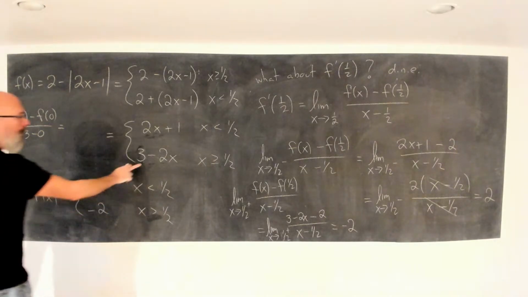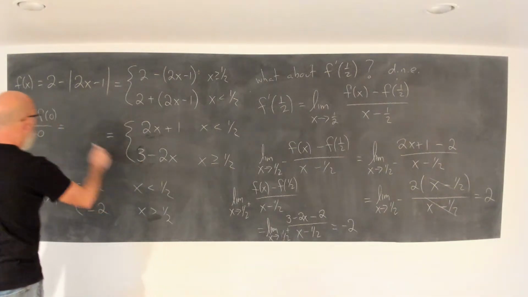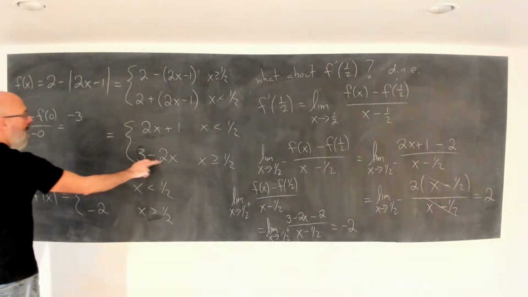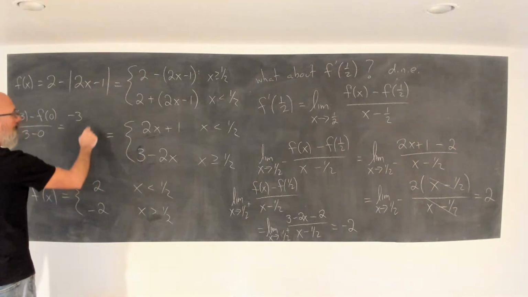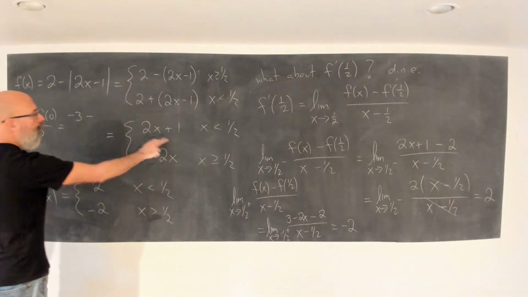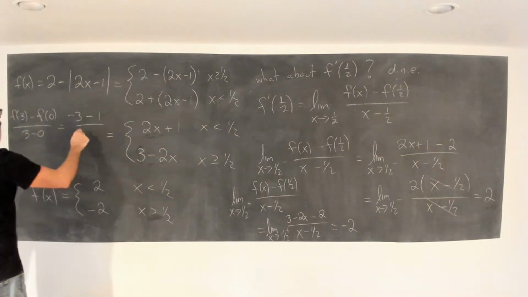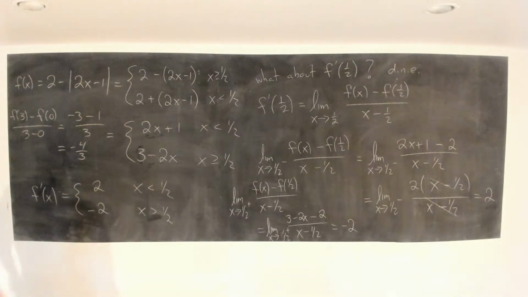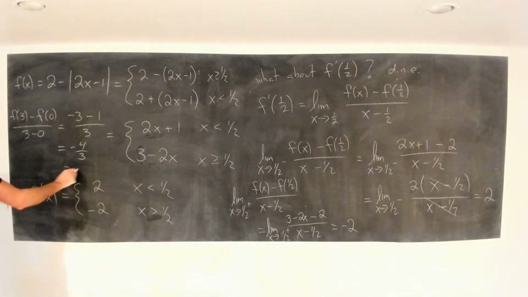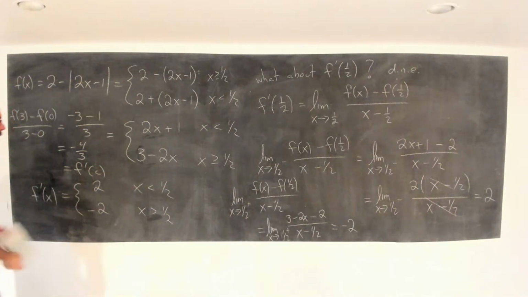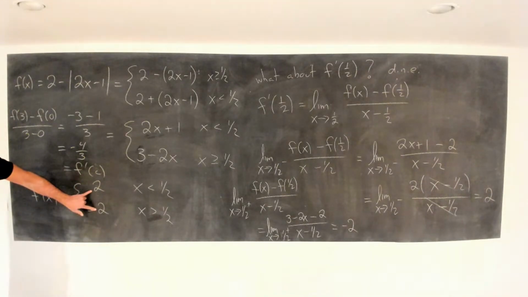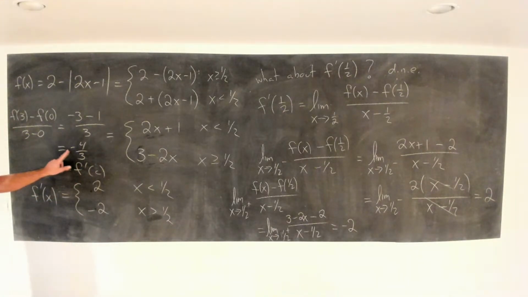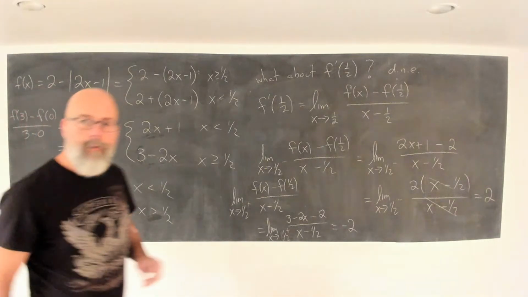F of 3 is minus 3. F of 0 is 3. No, f of 0 is 1. So this is minus 4 over 3. And this should be equal to f prime of c for some value of c. But the derivative is always 2 or negative 2. Never negative 4 over 3.